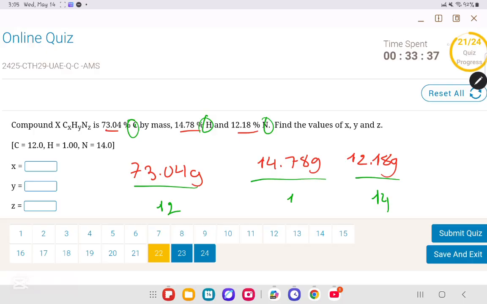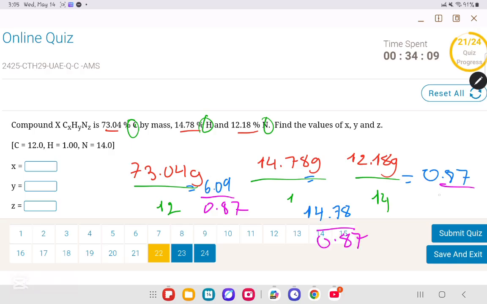Okay, so for this one, 73.04 divided by 12 will give us a value of 6.09 approximately. Then 14.78, my bad, it's going to be 14.78. And then this over here is going to be 0.87. Now, as you can see, the ratios are all different. They're not even whole numbers. So in order to make them whole numbers, you will divide by the smallest possible ratio. When you divide by the smallest possible ratio, what will you get?